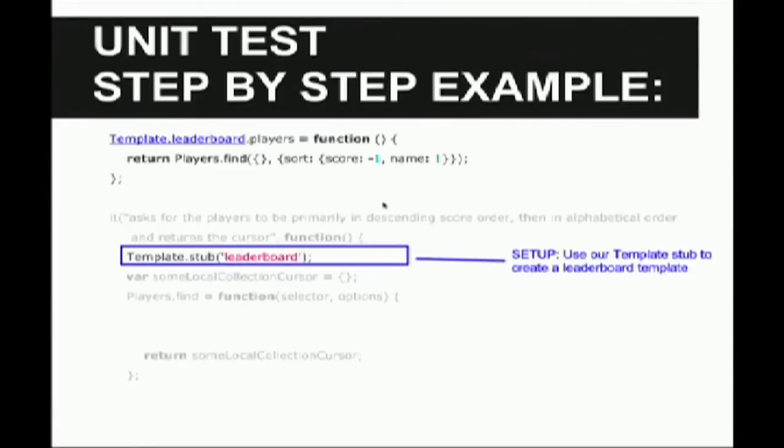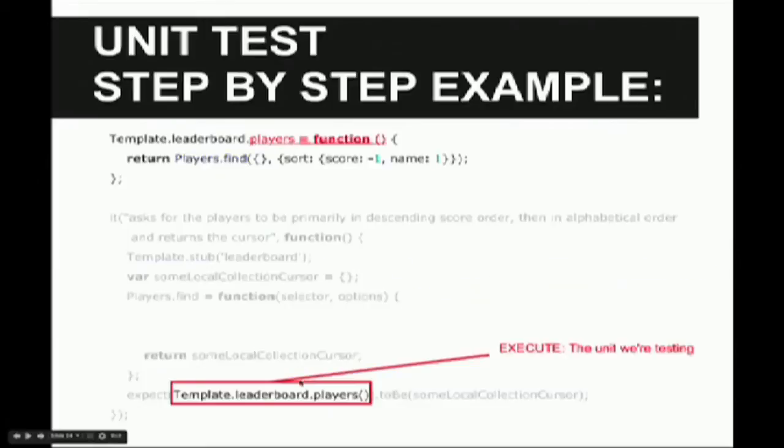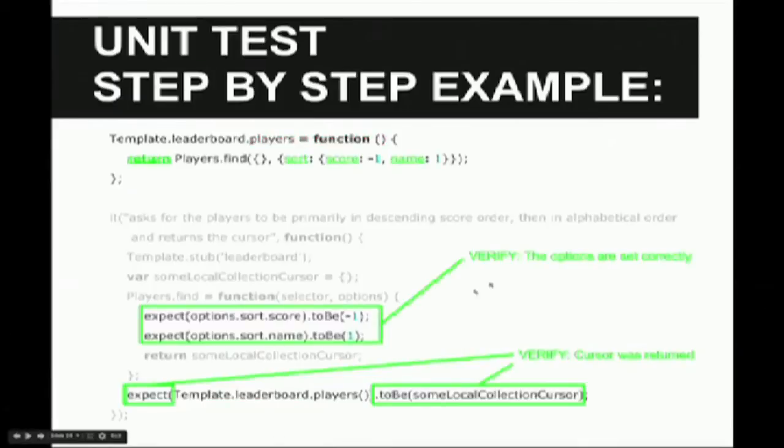Now that we've done the first part of the setup, the second part is that players.find is not what we're testing. We're trying to test this function up here. So we set up this to return just a dummy local cursor. The next thing we do is we execute, and in the execution, we simply call that function. And in the verify, we basically ensure that the right parameters are set for the score and the name here, and basically that this is going to return the cursor.